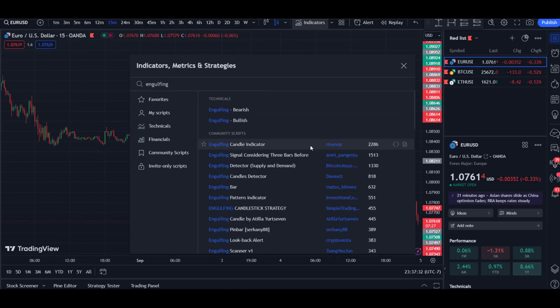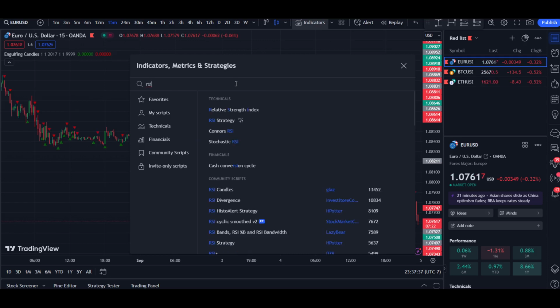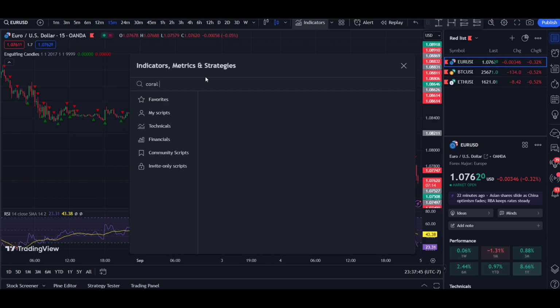So for the indicators, the very first indicator that we'll be using is the engulfing candle indicator. We're going to click on the very first one. The second indicator that we'll be using is the RSI. The last indicator is the coral trend indicator. We're also going to click on the first one.